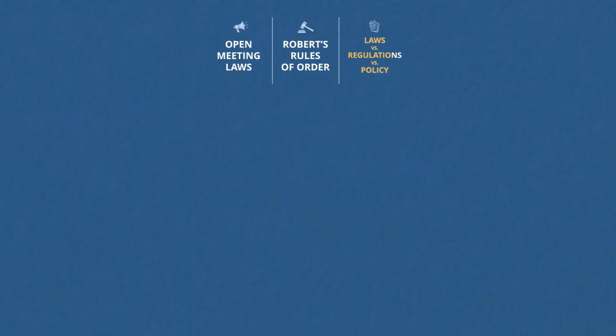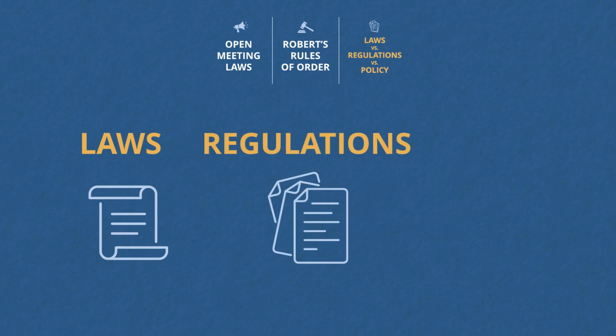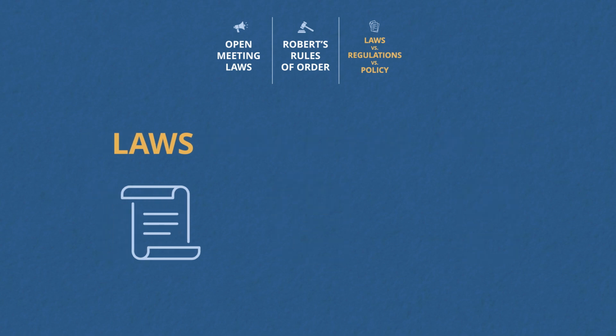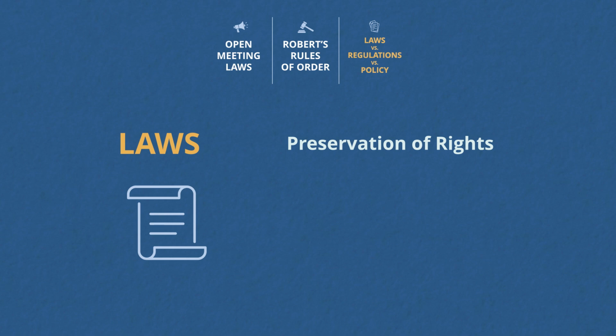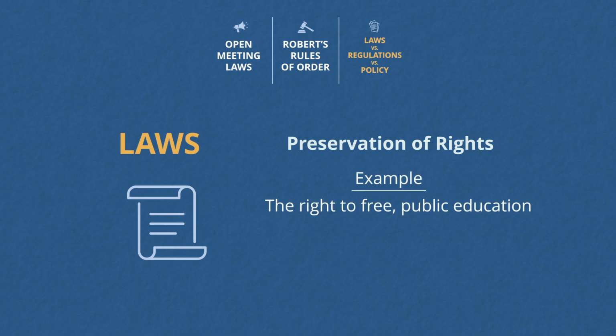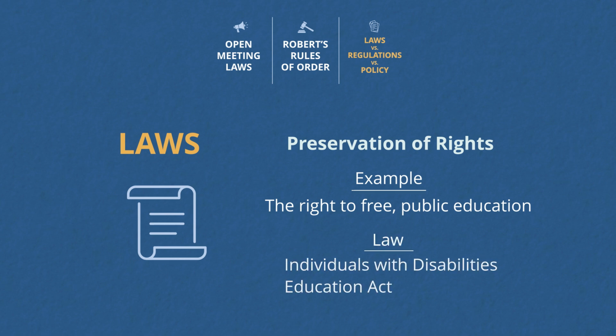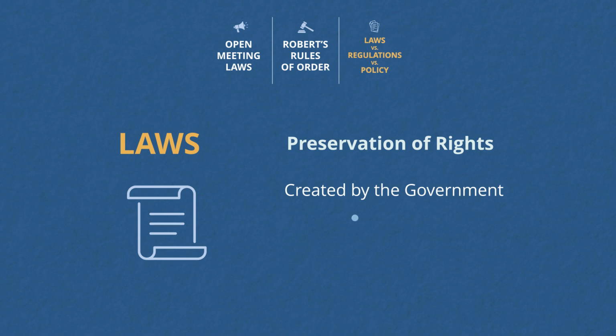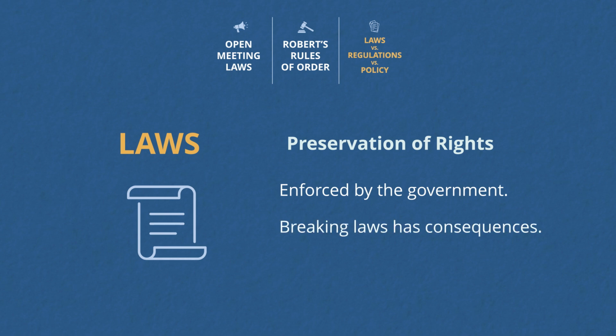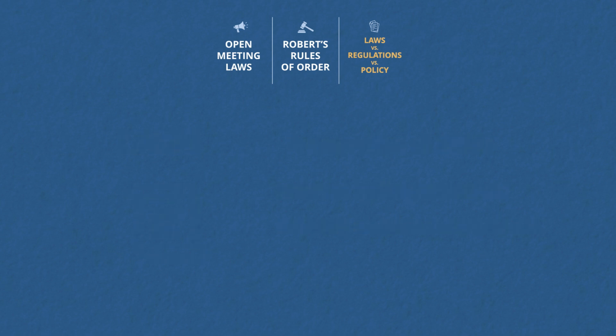Now let's talk about the difference between laws, regulations, and policy. Laws are all about the preservation of rights. For example, the right to free, appropriate public education is defined in the Individuals with Disabilities Education Act. Laws are created by the government, either federal, state, or local, or they may also be created by citizens who vote the law into action. Laws must be enforced by the government, and when laws are broken, there are consequences.